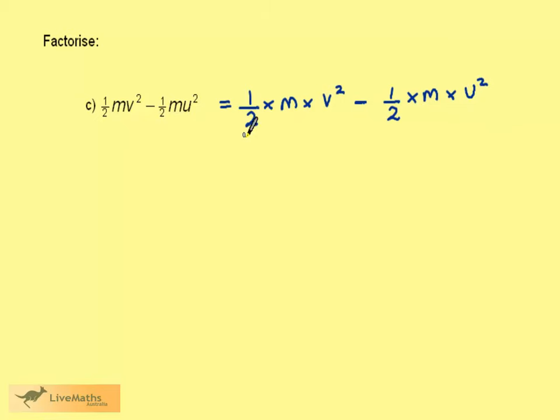So we have a common half and a common m. Take these out, 1/2 m, and open a bracket. We then have v squared left, a minus sign, and the u squared.